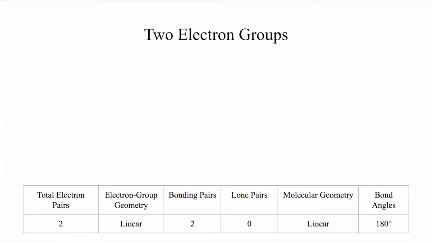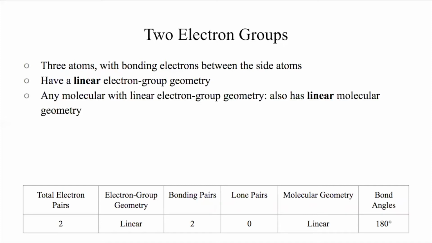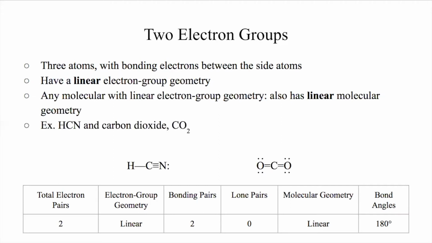First, we'll start with molecules with 2 electron groups. Molecules like this have 3 atoms, with bonding electrons in between those 2 side atoms. All molecules with 2 electron groups have what's called a linear electron group geometry. Any molecule with a linear electron group geometry also has a linear molecular geometry. For example, here are the Lewis structures for HCN and carbon dioxide, CO2. Though they have different arrangements of lone pairs, they each have both linear electron group geometries and linear molecular geometries.